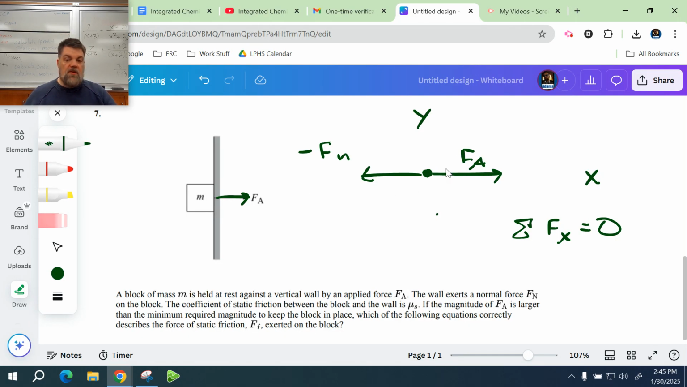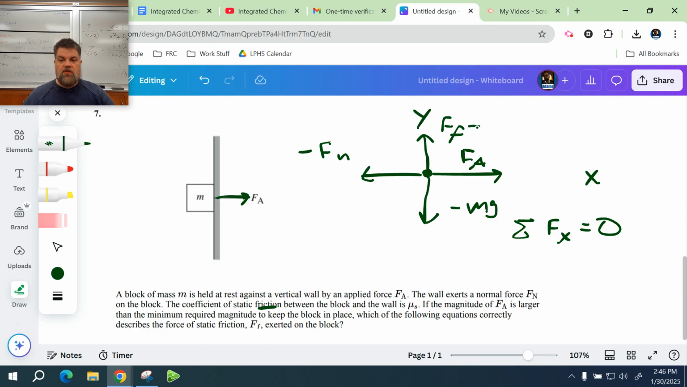Now we also know that gravity pulls down in the negative direction, and that's just the mass times the acceleration due to gravity, right? We know that. Well, since it's not moving up or down, there has to be an equal and opposite force that's moving up. Now, what is that? Well, that's the friction force. That's the frictional force. So we have a frictional force that's holding it in place.